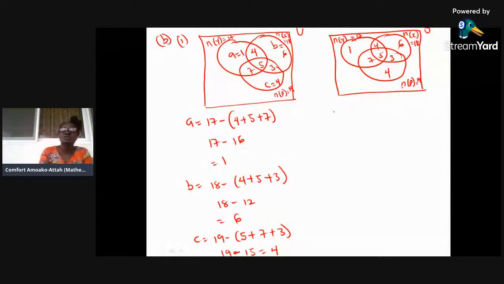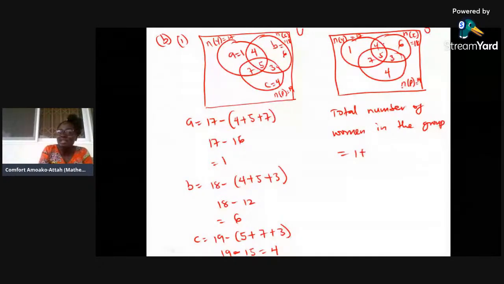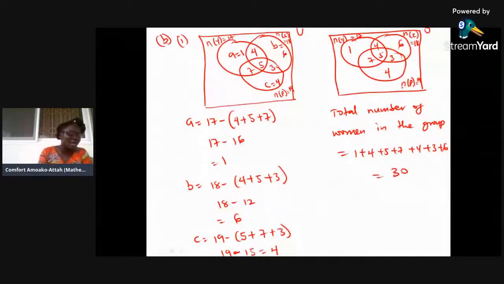Okay. So total number of women in the group is equal to 1 plus everything here: 4 plus 5 plus 7 plus 4 plus 3 plus 6. That is giving us 30. There are 30 women in the group.